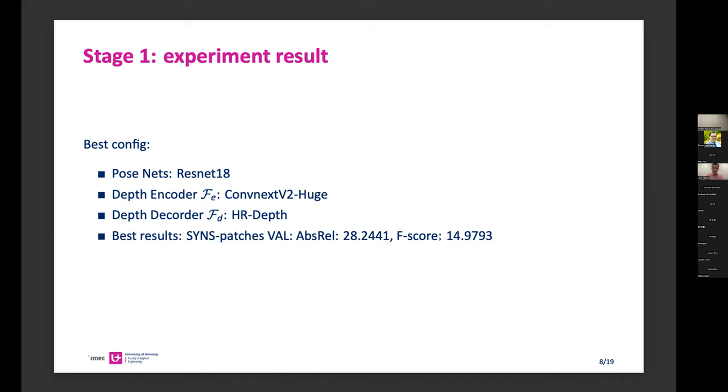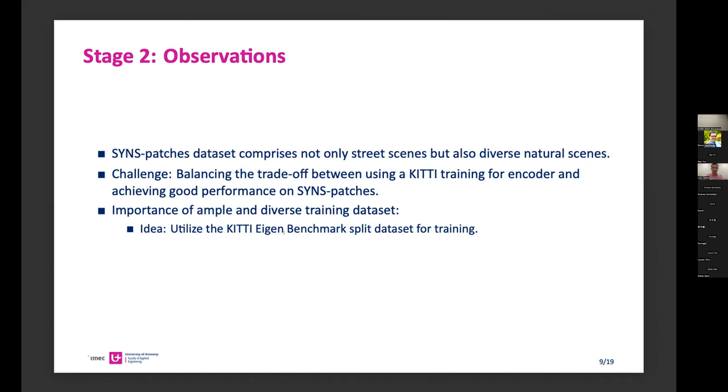And this gives a score of 14.9793 on the SYNS-Patches validation set. From this work we have some observations: unlike KITTI, SYNS-Patches contains more diverse natural scenes. The challenge was how to balance the encoder pre-training and training with the KITTI dataset while achieving good performance on the SYNS-Patches dataset. Another observation is that training on a larger and more diverse dataset brings more benefits. So the answer is more than KITTI, which is the standard split for training a final model.